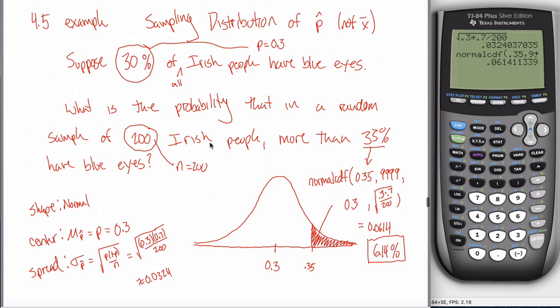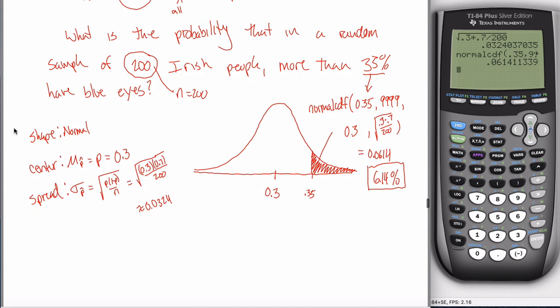That's the idea with these problems, is you're looking for an area, so you're going to be using normal CDF. When you're using normal CDF, you need lower bound and upper bound, which are given to you in the problem, and then the center and the spread. And the center and the spread will come from these formulas that hopefully you'll have memorized.